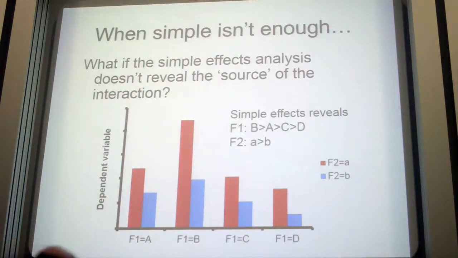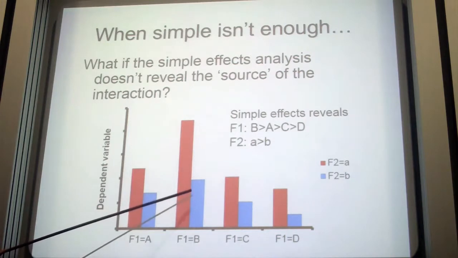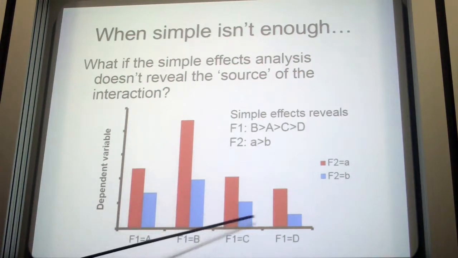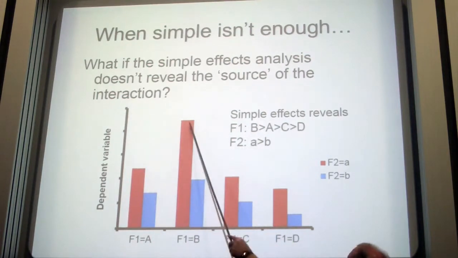What you will find, unfortunately, is that quite often the simple effects analysis does not reveal the source of the interaction. So here's a case where the red is always bigger than the blue, and the heights of them vary between them. So B is always, for factor 1, bigger than these, and then A, then C, then D. Okay, so there are genuine main effects going on, but this difference changes in this condition.